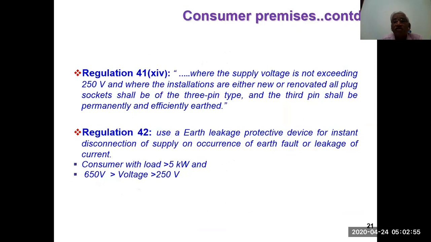Regulation 41, where the supply voltage is not exceeding 250 and the installations are either new or renovated, all plug sockets shall be of the 3-pin type, and the third pin shall be earthed. Regulation 42: use an earth leakage protective device for instant disconnection of supply on occurrence of earth fault or leakage of current, for consumers with a load of more than 5 kilowatts and voltage more than 650 and less than 2.